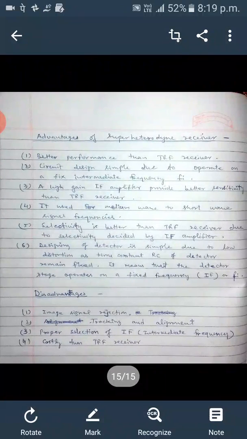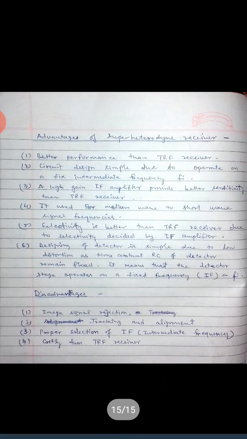The sound signal is basically the original baseband signal transmitted by AM transmitters. This is the overall working of the superheterodyne receiver, which has more advantages as compared to TRF receivers. It provides better performance as compared to TRF receivers.